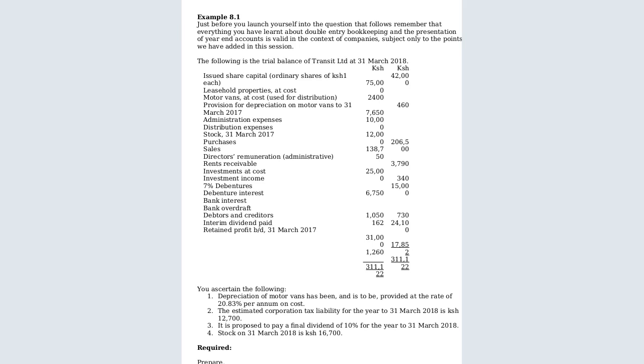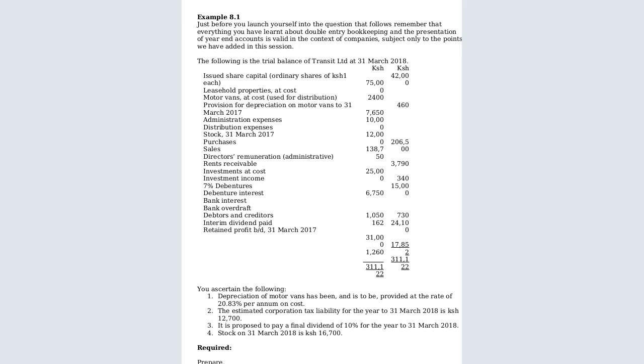We just need to note that in working number two, tax is as given there. So you just need to note that we have tax of 12,700. As simple as that. Then we go to working number three. Working number three, it is proposed to pay a final dividend. So this is what I was saying. Final proposed dividend. Working number three.